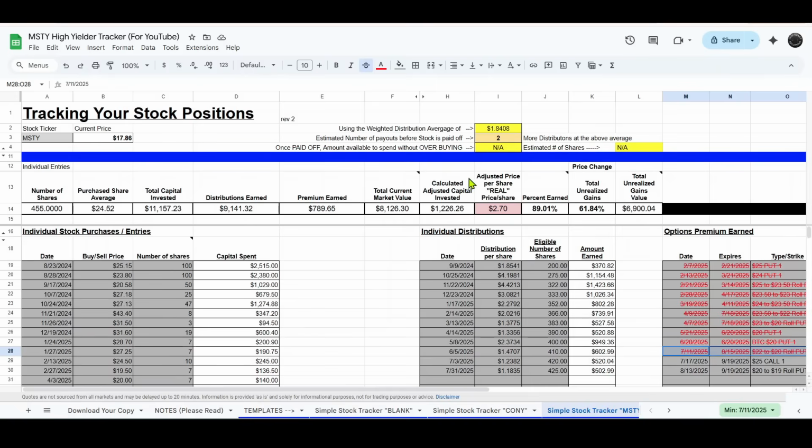$8,126.30. So my calculated adjusted capital invested is only $1,226.26, right? So that is basically the amounts that I have earned subtracted from the capital that I have invested. So that $900 previously now has moved to $1,200, right? Because I did make those additional purchases. But that $1,226.26 divided by the number of shares I do have puts me at about a $2.70 real price per share, or adjusted price per share, which takes into account the amounts that I have earned and captured so far. So the percentage that I've earned back on this position is a total of about 89%.